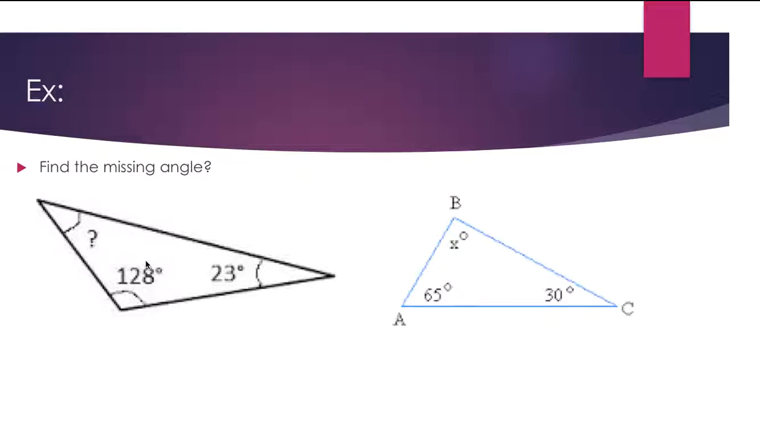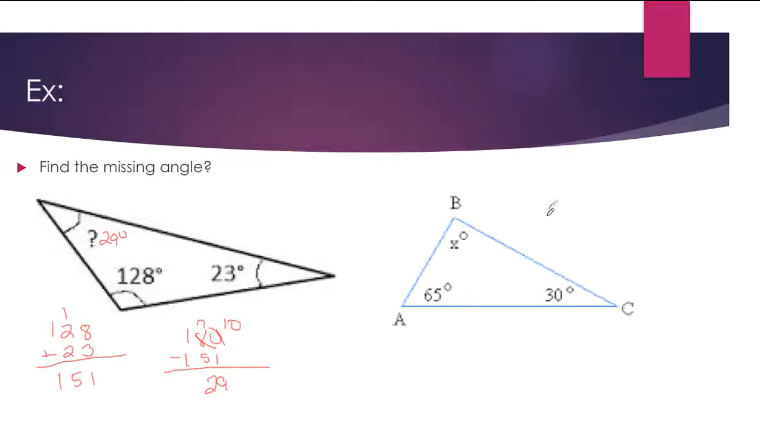So for example, in these examples, if you have 128 and 23, those add up to give you 151. And so how many do you have left over? Well, if you take 180 and you subtract 151 from it, this gives you 29. So that means this angle is 29 degrees.